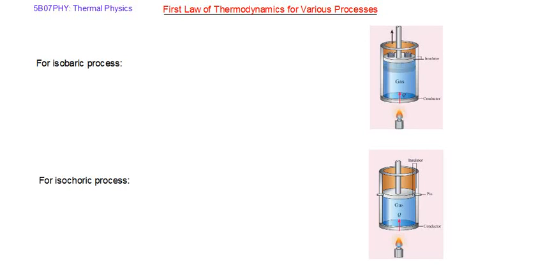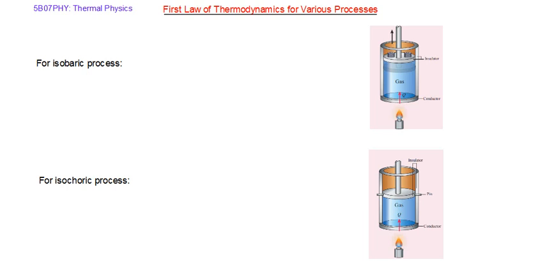In the previous sessions, we have seen the form of the first law of thermodynamics for isothermal as well as adiabatic processes. In this video, we will see how the first law of thermodynamics is modified for isobaric process as well as isochoric process. So let us begin with the differential form of the first law of thermodynamics.